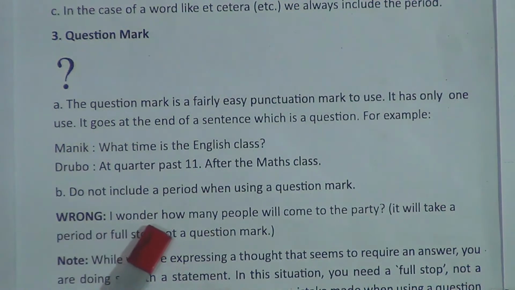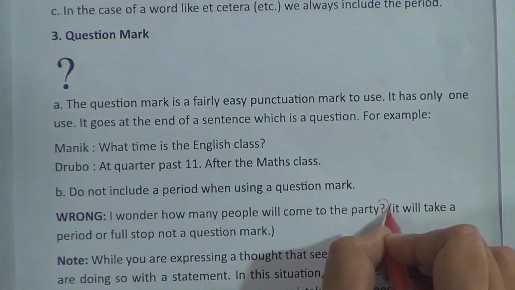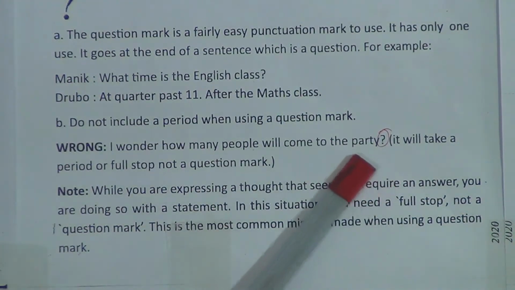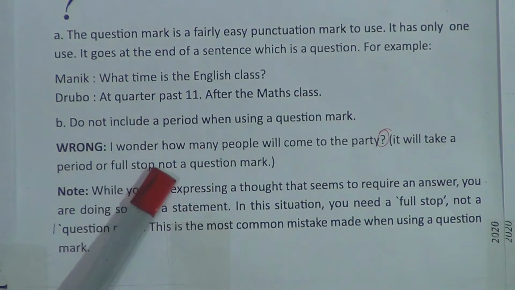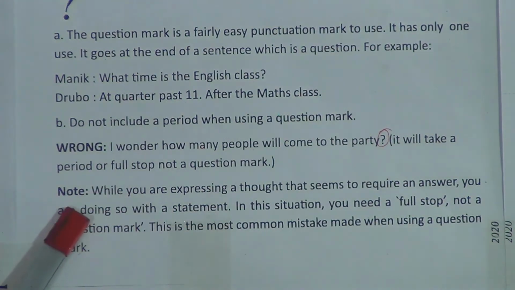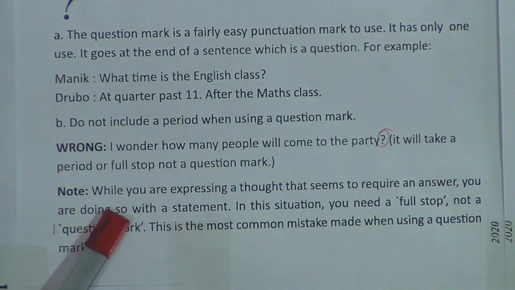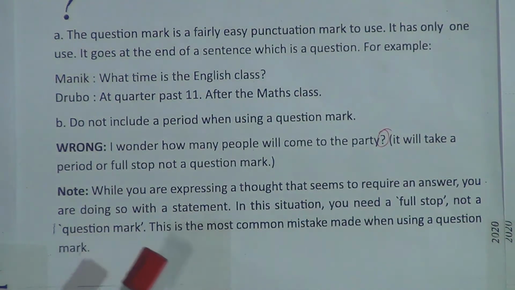Now look, I wonder how many people will come to the party. Now look, at the end there is a question mark, but it is not correct. Okay, we will not put a question mark there. It will be a full stop. Now look, it will take a period, a full stop, not a question mark, because we are not asking a question. This is a statement. Okay, and what is written in the note? While you are expressing a thought that seems to require an answer, you are doing so with a statement. In this situation, you need a full stop, not a question mark. So remember it. And this is the most common mistake made when using a question mark.